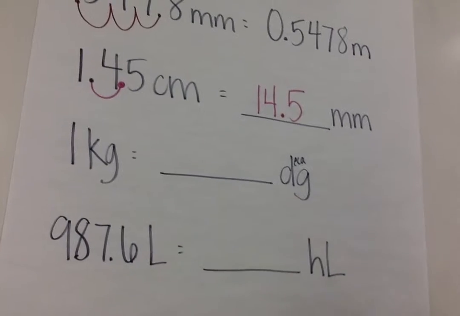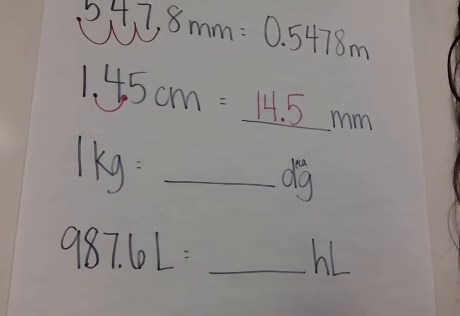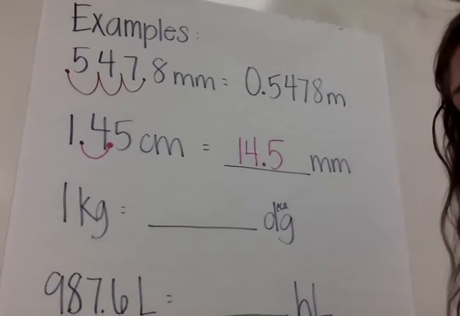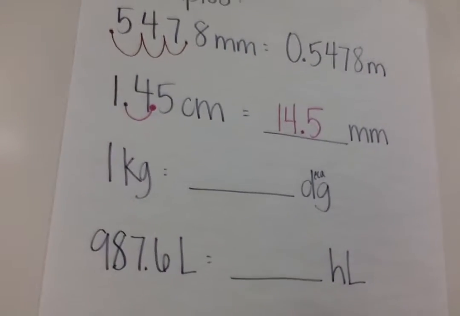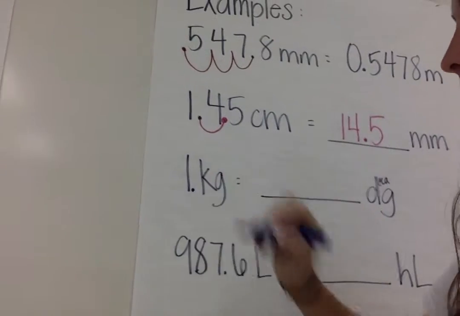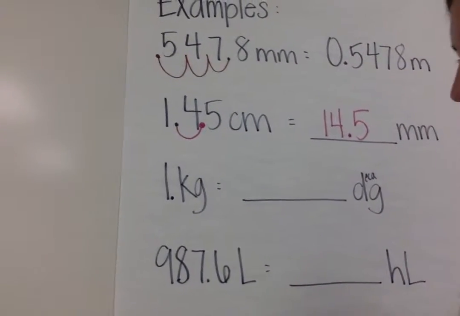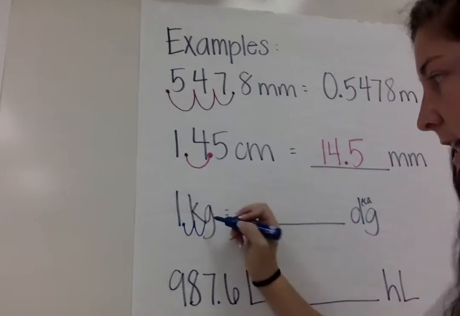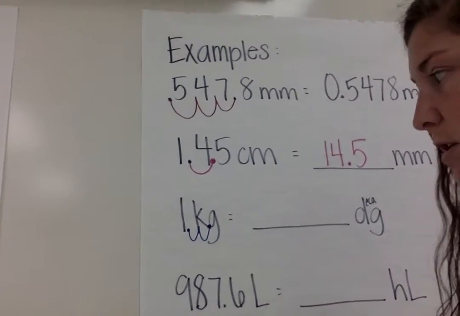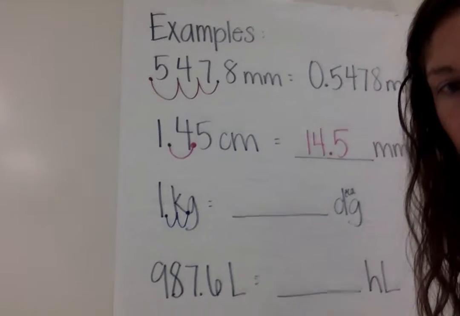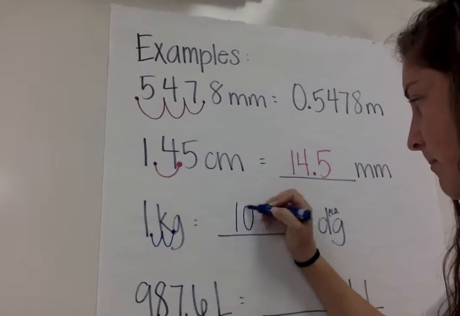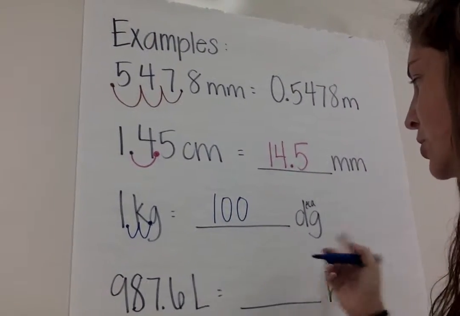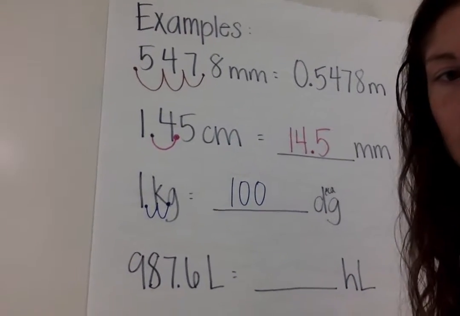Now, on 1 right here, I don't have a decimal point. Does anybody know where there's an invisible decimal point at every whole number? Good. It's right here on the end. Okay, and I've got to move it 2 places to the right. 1, 2. I have 2 blanks there, so I know that both of those blanks need to have a 0 put in them. So 1 kilogram is equal to 100 decagrams.